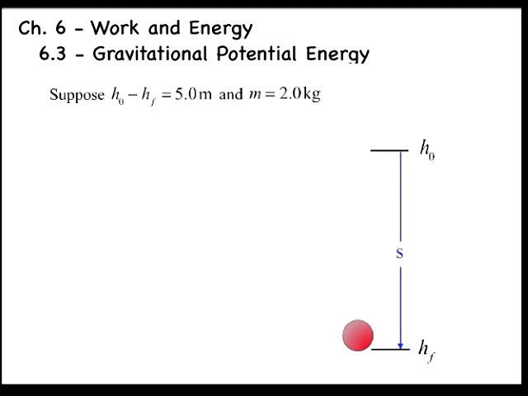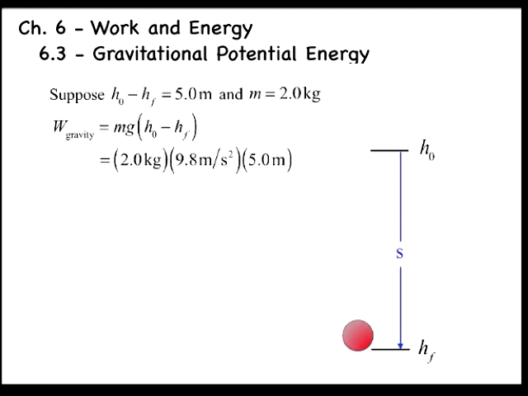We know that the work done by the gravitational force in this case is W equals mg times h0 minus hf, where h0 minus hf equals 5.0 meters. So the work equals 2.0 kilograms times 9.8 meters per second squared times 5.0 meters, which equals 98 joules.